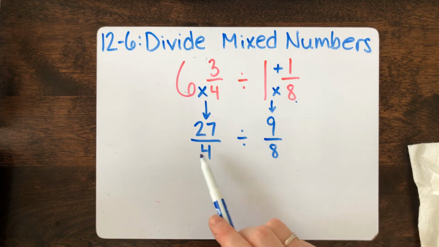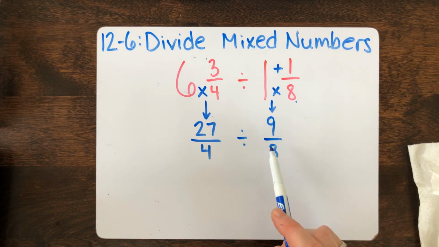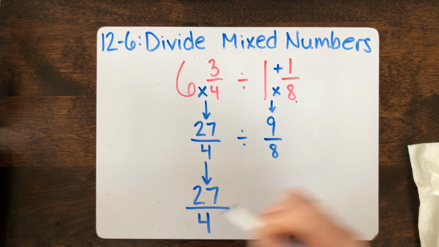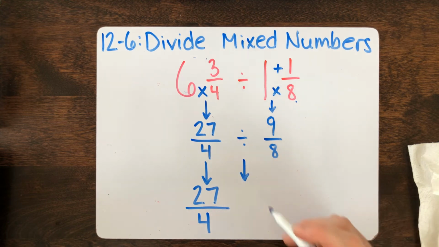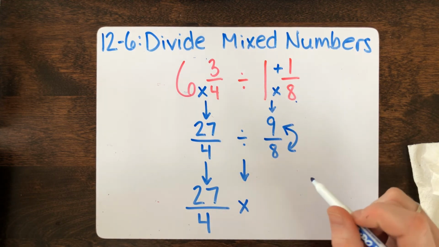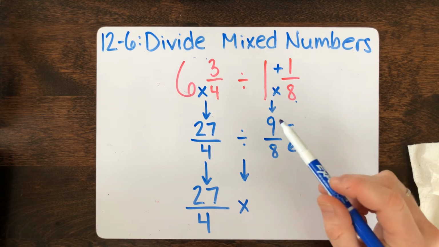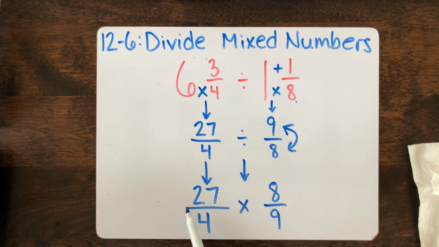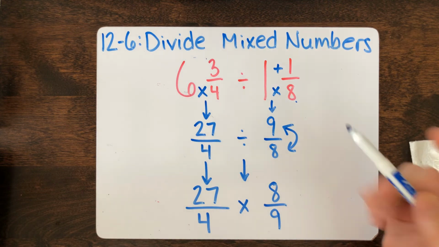Now we can keep, change, flip. So we keep 27/4. We change the division to multiplication, and we flip or find the reciprocal of 9/8, and we get 8/9. Now again, I don't want to do 27 times 8 and then 4 times 9 and figure out what that is and then simplify that. That's a lot of work. What we can do is just use some pre-simplification.